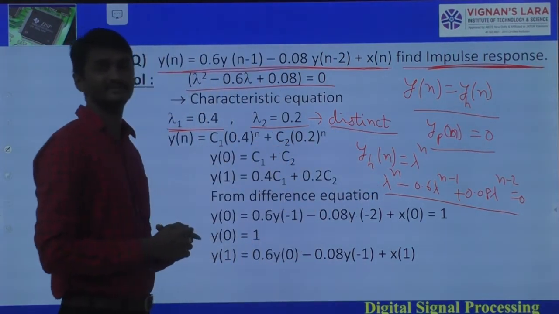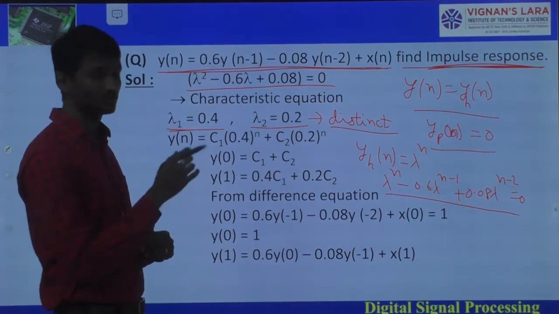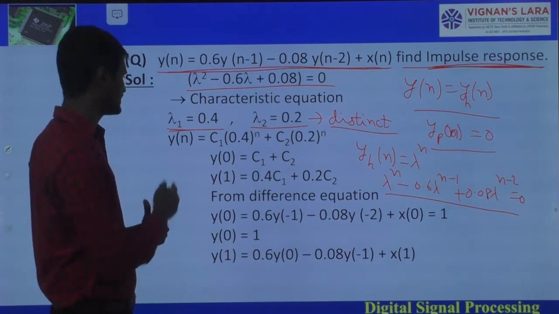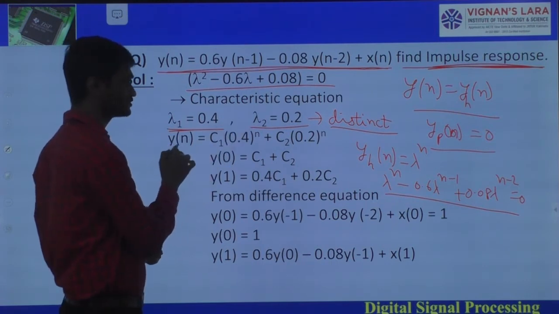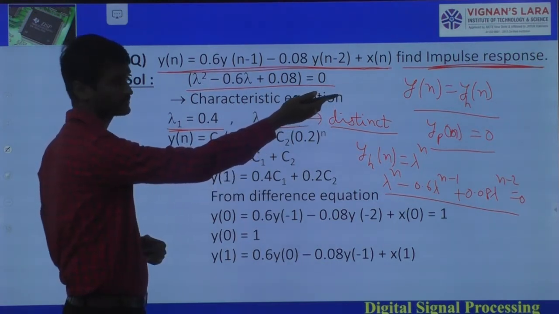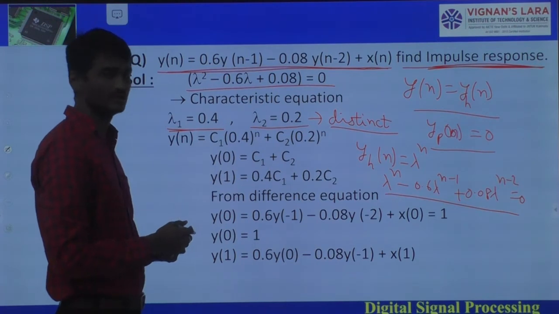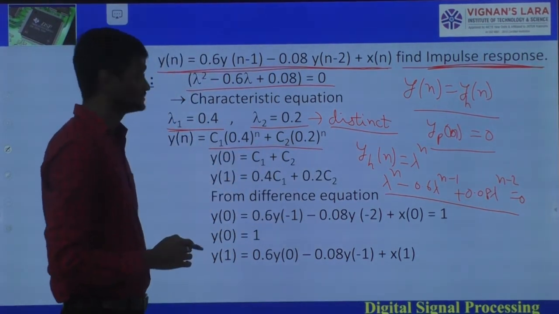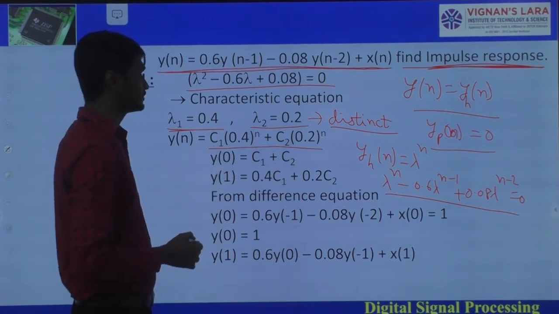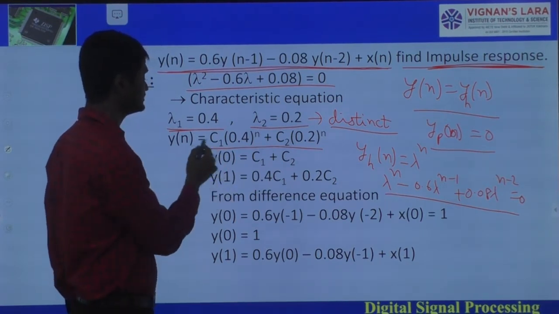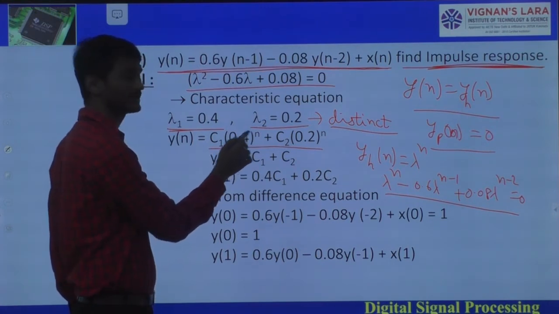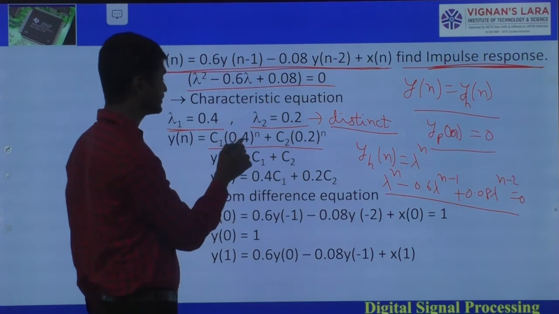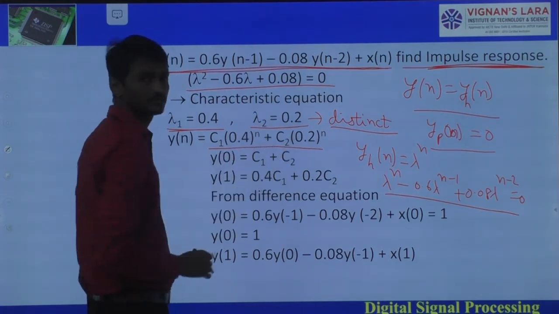So these two are distinct roots. Then the solution will be in the form of, actually, a homogeneous solution. So here in the impulse response, the homogeneous solution is y of n equals C1 into 0.4 power n plus C2 into 0.2 power n. That is lambda 1 power n and lambda 2 power n here.